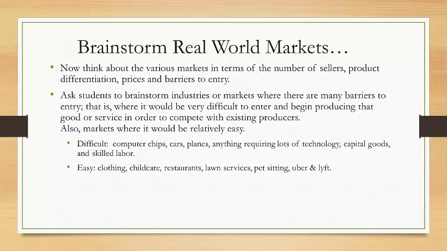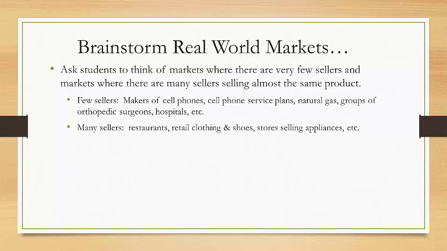First, get students thinking by asking them to name markets or industries that have barriers to entry, that is, where it is difficult to enter and produce. Also, ask for examples of markets where it is relatively easy to enter and compete. Now ask them to name markets where there are very few sellers, and those that have many sellers.